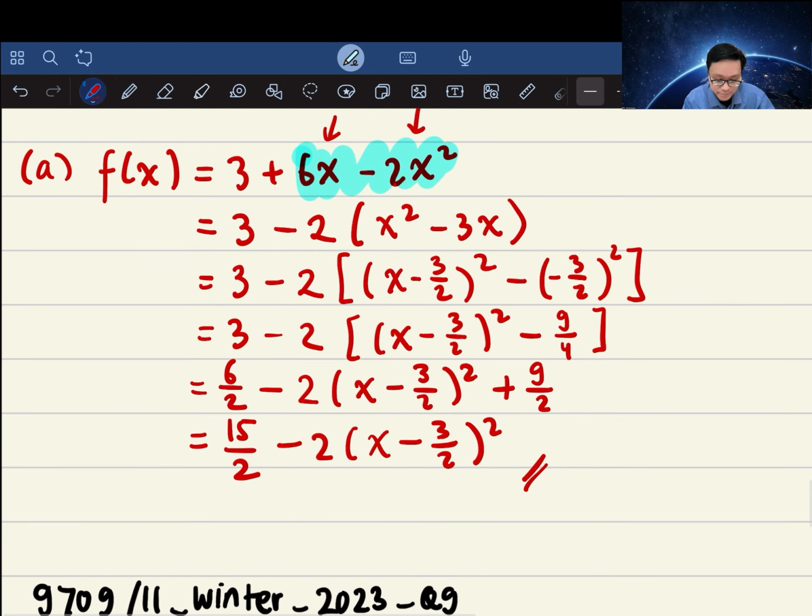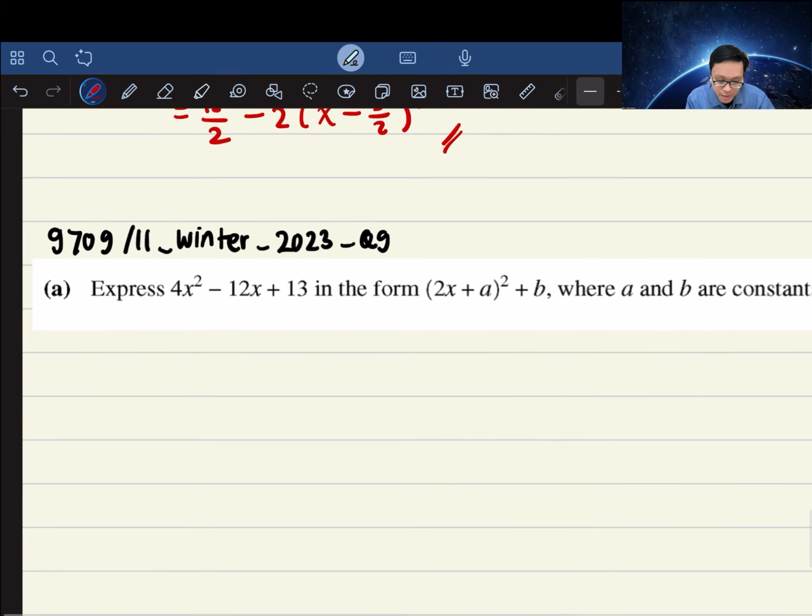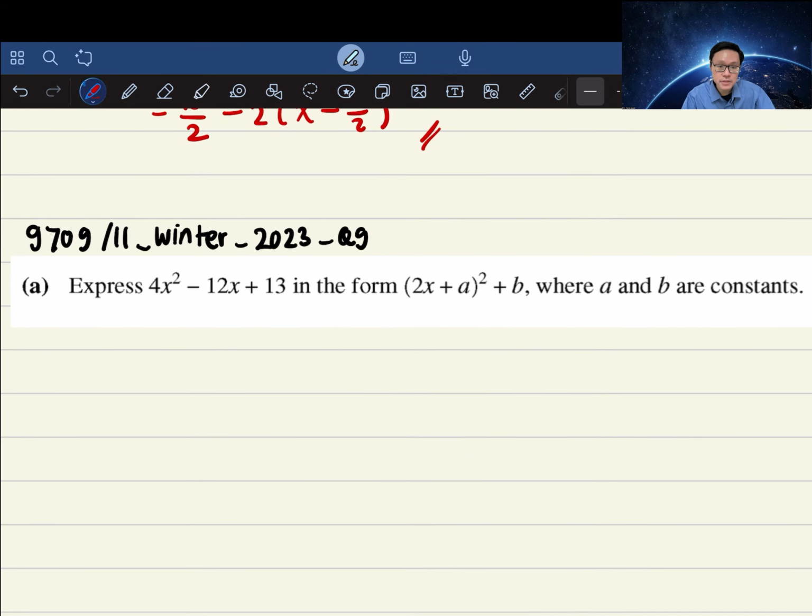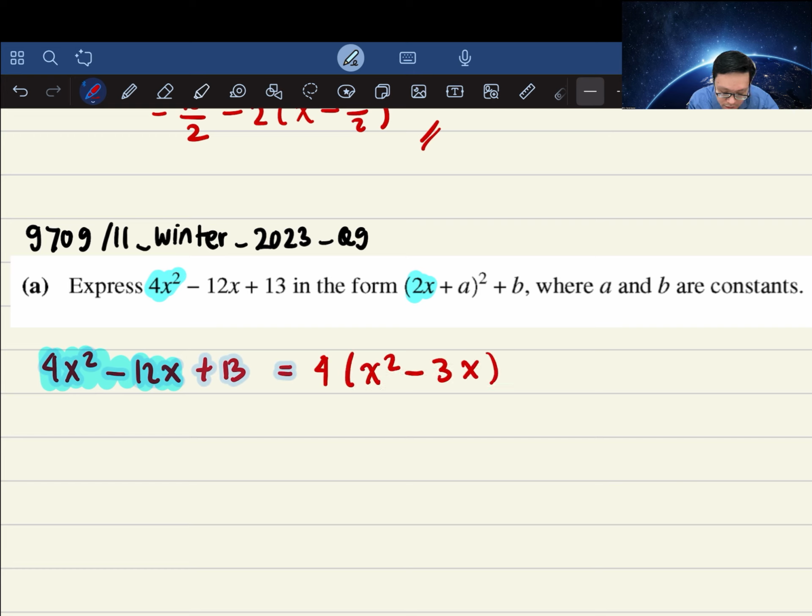Let's move on to the last question. In the last question, this is a little bit different. If you look at the pattern here, we do not take out the coefficient. So we have 4x squared over here, but there is no 4 outside. Instead, we have 2x inside. So what should we do here? Now, we're going to do the same step like before. The first step is we take out the x squared coefficient. So we take out the 4 from the first two terms, becomes 4 times x squared minus 3x plus 13.